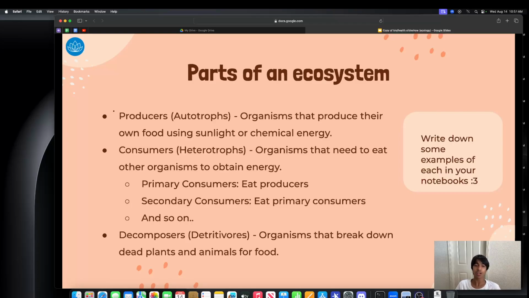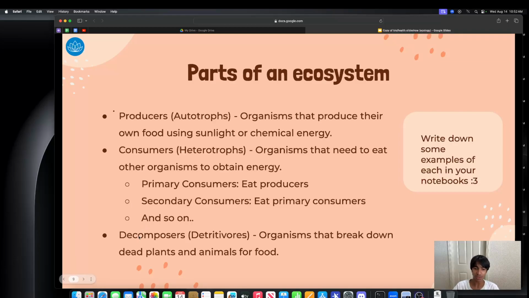So producers are autotrophs, organisms that produce their own food by using sunlight or chemical energy, such as plants, grass. Plants are using chemical energy and sunlight for photosynthesis. Then consumers are organisms that eat other organisms to obtain energy. So basically, I am a consumer because I am eating other organisms to obtain energy. And primary consumers eat producers, secondary consumers eat primary consumers, and then tertiary consumers eat the secondary. It's like a ladder, and it keeps going up by the first, second, third trophic level.